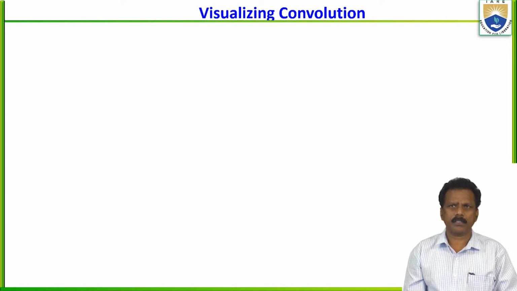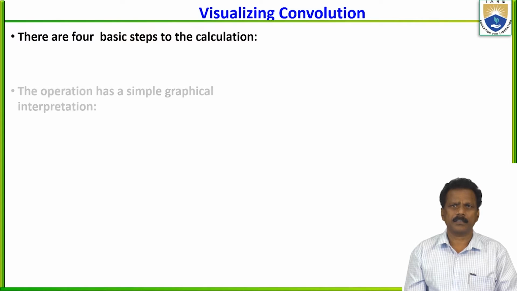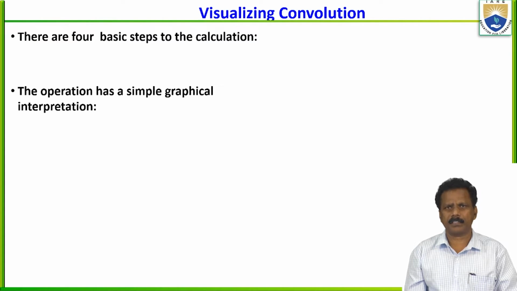Next, visualizing convolution. How do we visualize the convolution? There are 4 basic steps to the calculation. For visualization purposes, the convolution is y of n equal to the summation over k from minus infinity to plus infinity, using all this mathematical analysis. So there are 4 basic steps to the calculation, and the operation has a simple graphical interpretation.